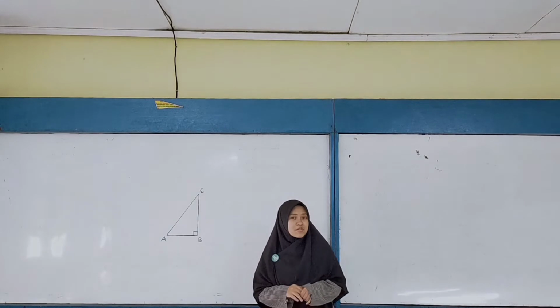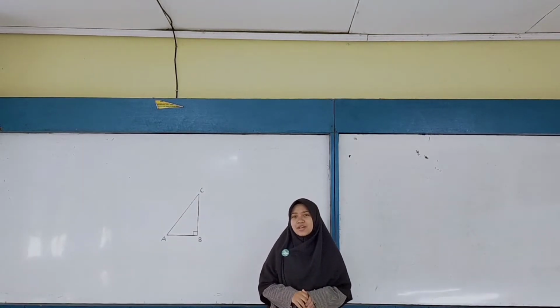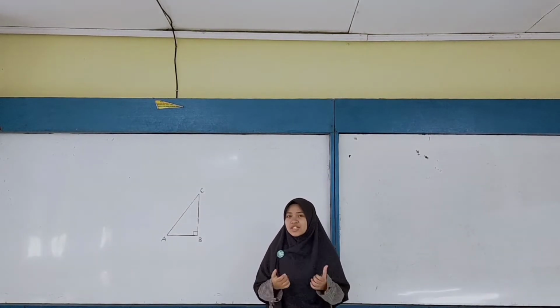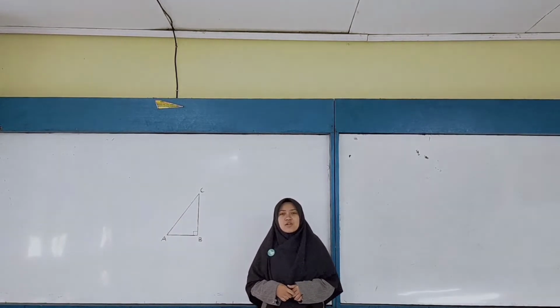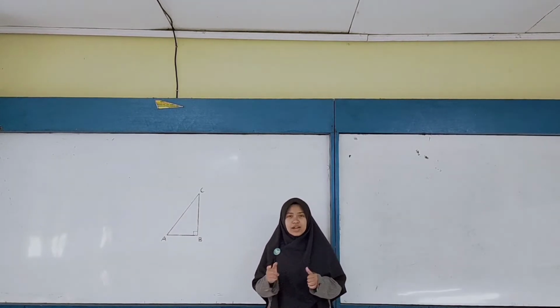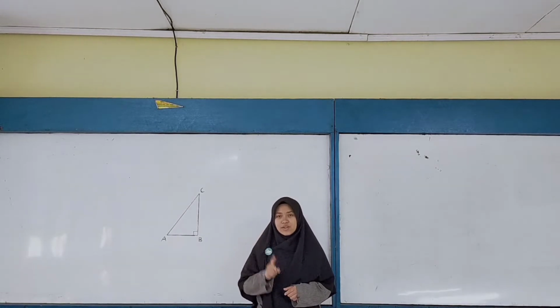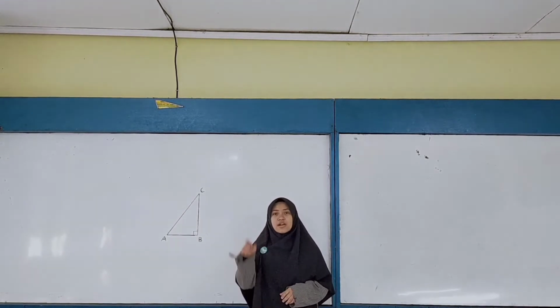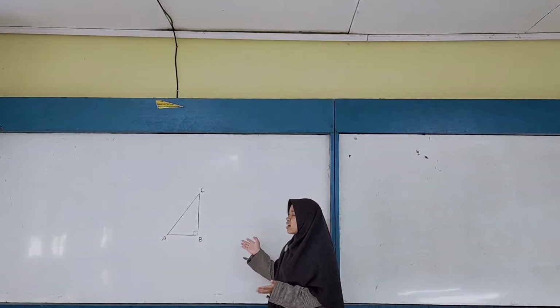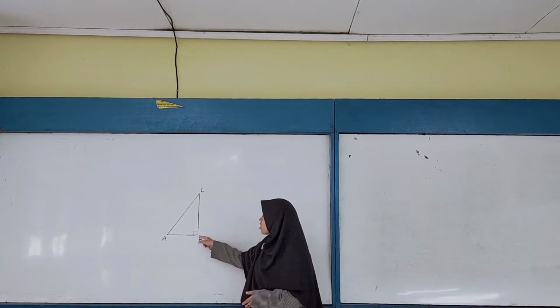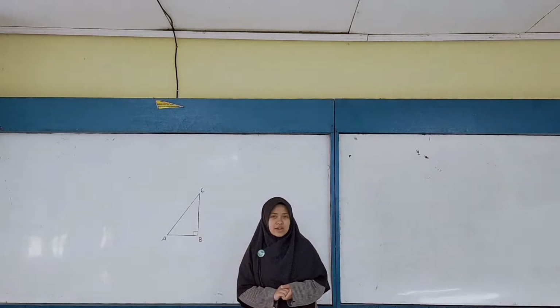Before we move on to any practice problem, let's make sure that we really understand the properties of a right triangle. For starters, a right triangle has one right angle equal to 90 degrees. As you see in the triangle I drew, the small box represents the right angle.